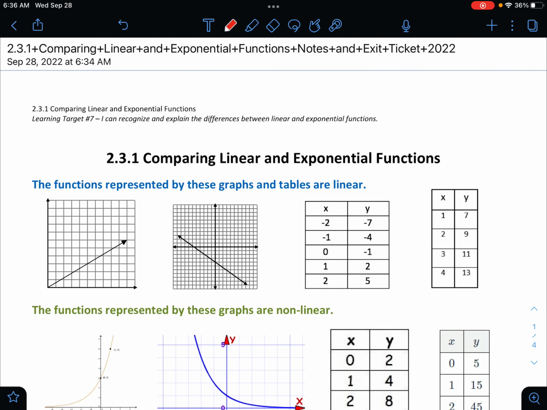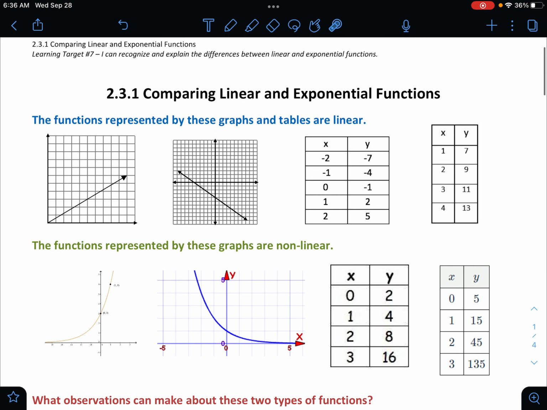Okay, so 231, comparing linear and exponential functions. All right, so the first thing that we have here is a couple graphs. You can see that these are called nonlinear and these are linear. So we got a couple graphs here and a couple tables, right?